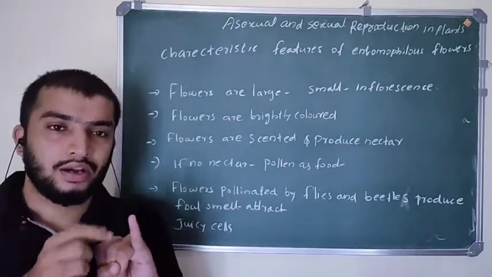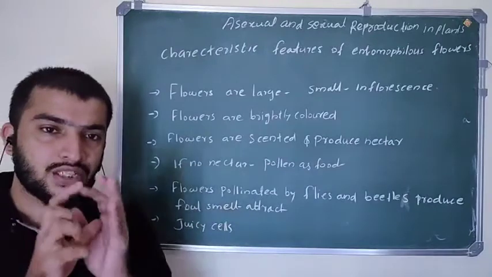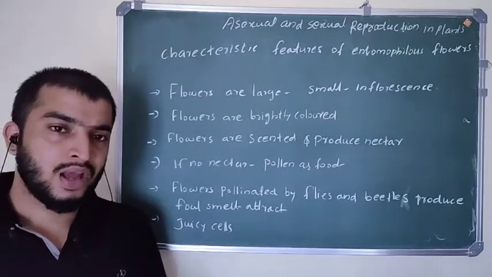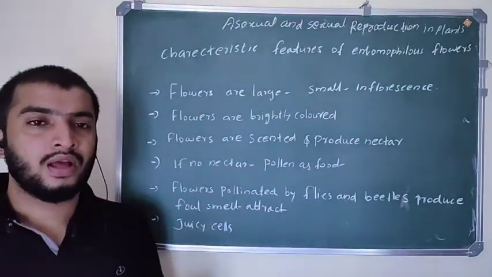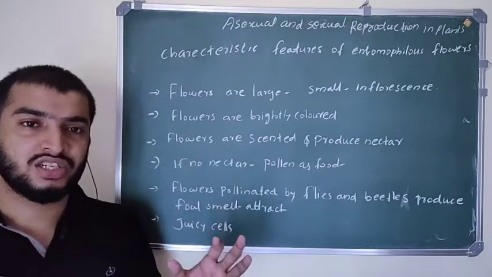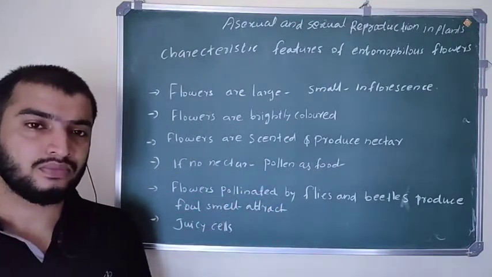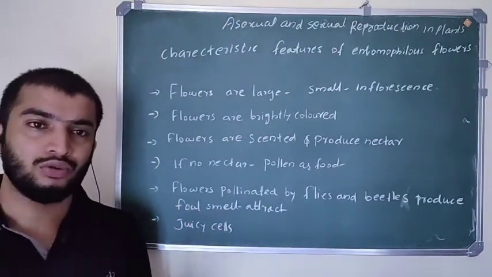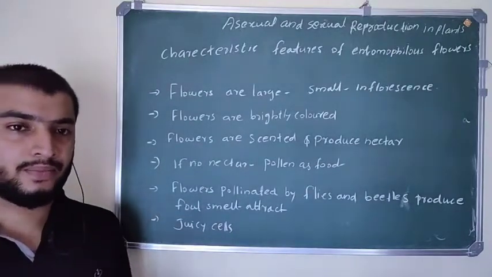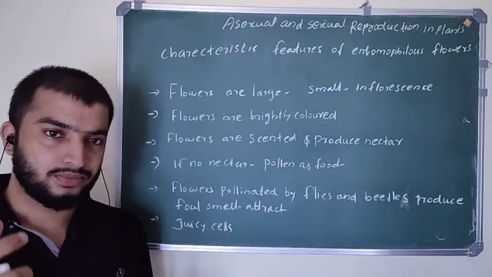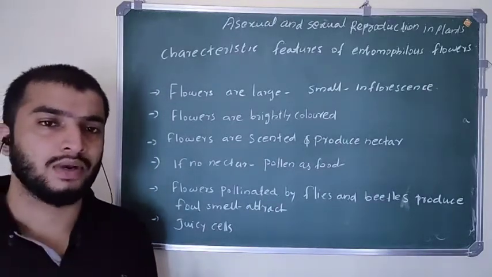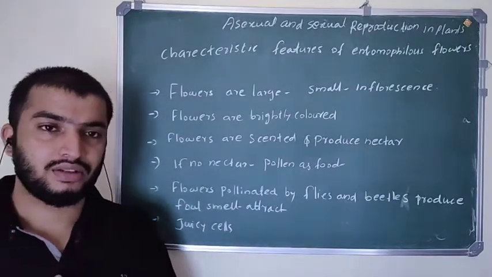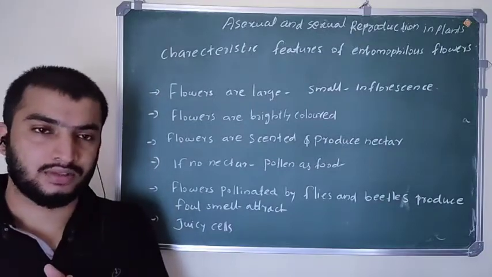What are those? Entomophilous flowers are large. If they are small, they aggregate to form an inflorescence like Asteraceae members. Flowers are brightly colored to attract insects, and they are scented and produce nectar. If there is no nectar, pollen is used as food material and also for making beehives. And some flowers have a foul smell to attract flies and beetles. So these are the main characteristic features of entomophilous flowers.